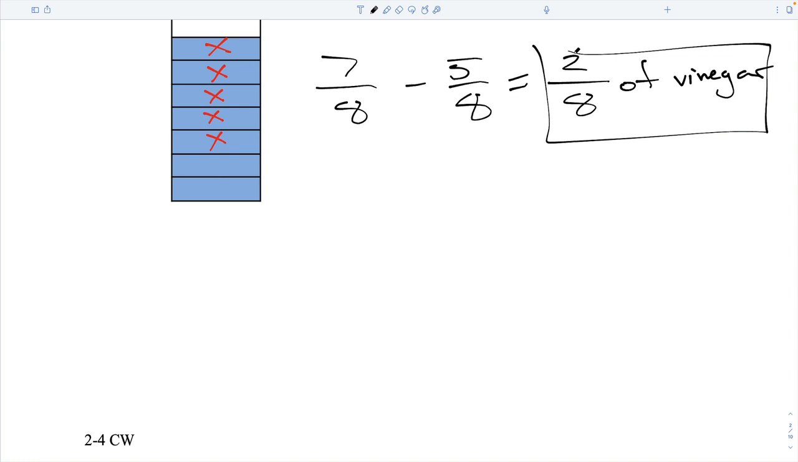If I said 2/8 and I circled it, what did I forget to ask myself? Can I simplify this at all? Is there a number that divides by 2 and 8 evenly?